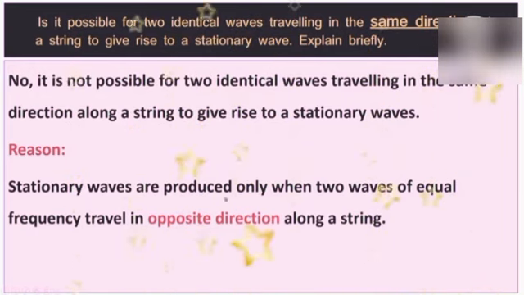Stationary waves are produced only when two waves of equal frequency travel in opposite direction along a string.